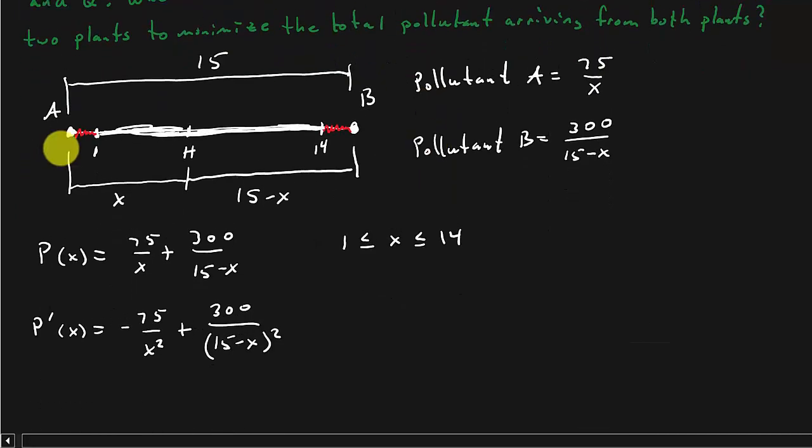So we're making our starting point the distance from A. That's what we're looking for, x. That's our distance from A. So it's got to be at least 1, but no more than 14.